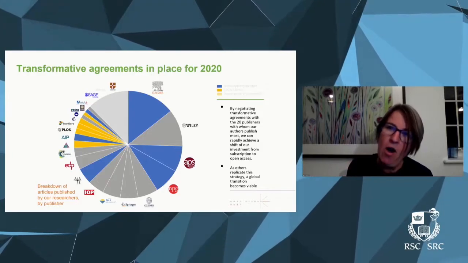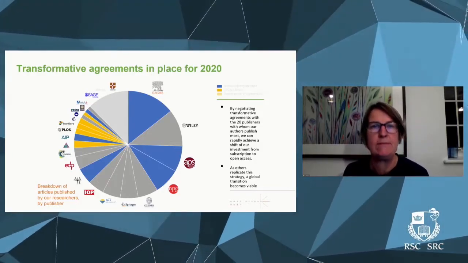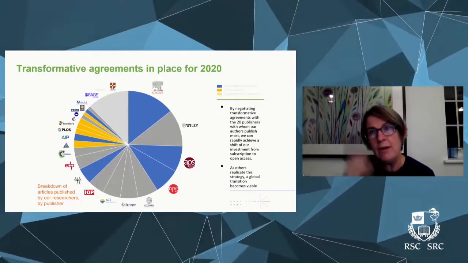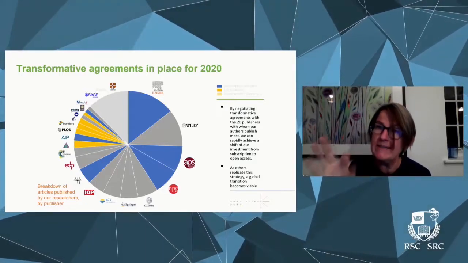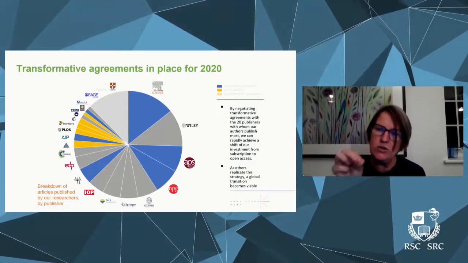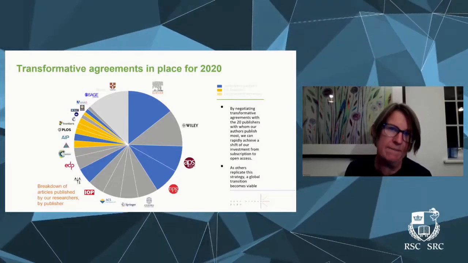And in this way, all of the research outputs from Max Planck researchers will be able to be open access because they've repurposed their subscription money to drive open access publishing.